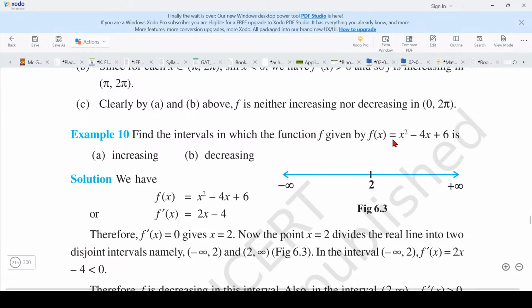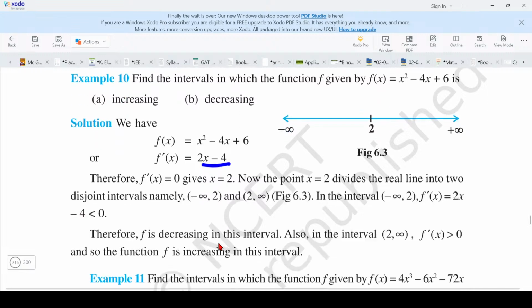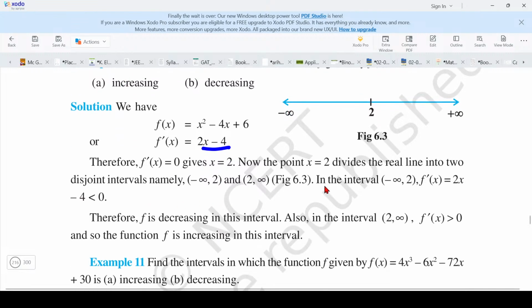So, in this interval, in which the function is increasing or decreasing, what does that mean? You differentiate this, and whenever it is positive, 2x minus 4 is positive, that means it is increasing, right? And whenever it is negative, that means it is decreasing. When is 2x minus 4 positive? When x is greater than 2, right?